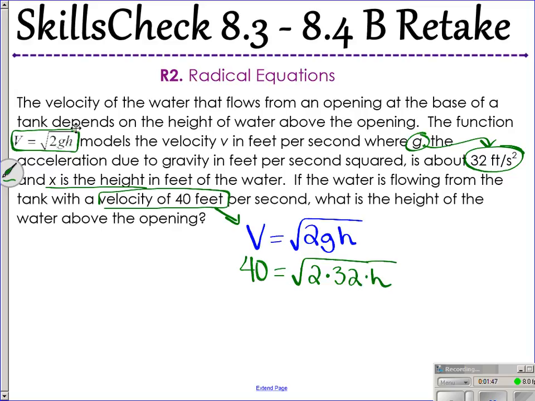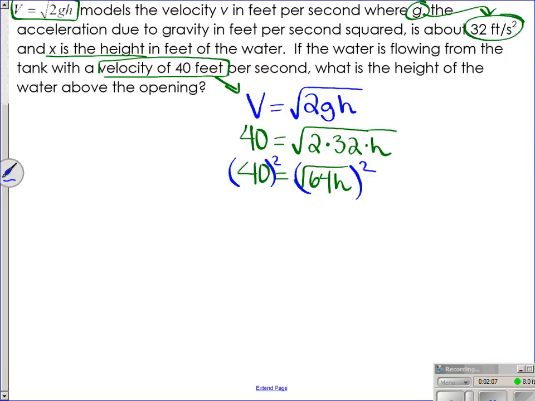So now we have to do a little bit of simplifying. So I get 40 equals the square root of 2 times 32, which is 64, times h. And now we have that h underneath the square root. So in order to get rid of that square root, I'm going to square it. And if I square one side, then I have to square both sides. So when I do that, 40 squared is 1600. Here, square root and square cancel each other out. So I get 64h.